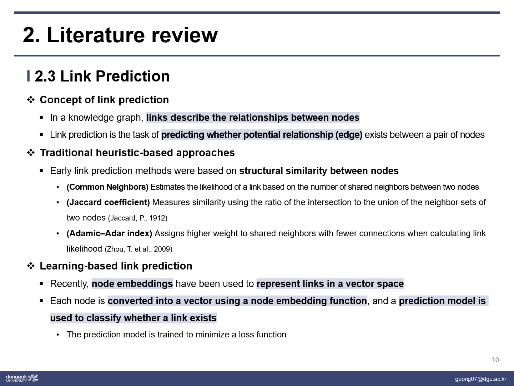In a knowledge graph, links describe the relationships between nodes. Link prediction is the task of predicting whether an edge exists between a pair of nodes. Early link prediction was performed in a simple way based on structure similarity. However, this approach cannot reflect complex relationship structures. Therefore, more recent methods use node embedding. Through a node embedding function, each node is converted into a vector, and a prediction model is used to classify whether a link exists.